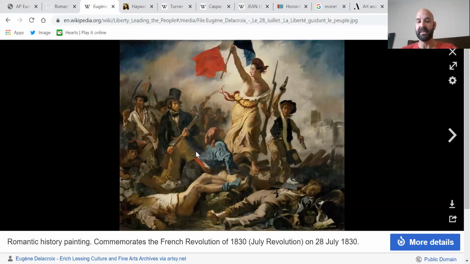Echoing this theme, here is a work of art that commemorates the rise of Louis Philippe, the July Revolution of 1830. This is Liberty Leading the People by Eugene Delacroix. And so again, it is promoting a nationalist revolution, the emotion of revolution against the established order, the promotion of French nationalism as an identifying and unifying sort of feature. And so Romanticism can focus on these sorts of things, but that's not the only thing that Romanticism dealt with.